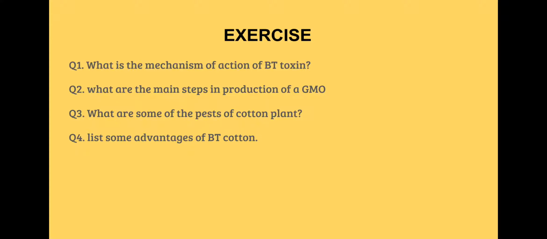So now there is a short exercise which you all can do regarding what all you've learned here in this video. The first question is, what is the mechanism of action of Bt toxin? The second question is, what are the main steps in production of a GMO? The third question is, what are some of the pests of cotton plant? And fourth question is, you have to list advantages of Bt cotton. If you will do this exercise, you'll be able to recapitulate better and you'll be able to retain better also.